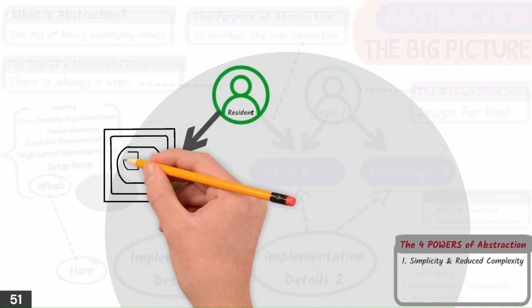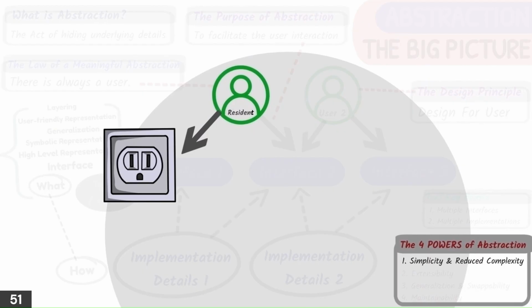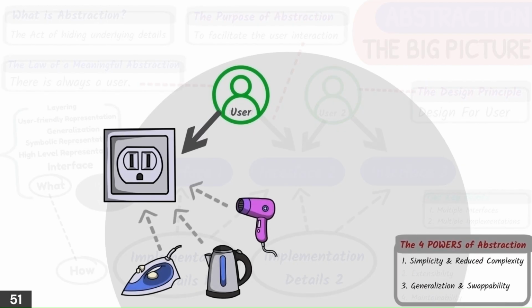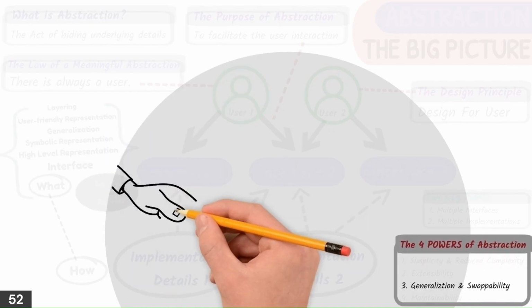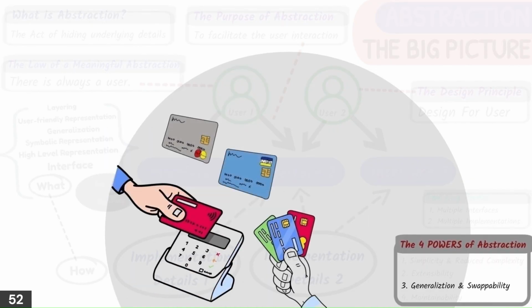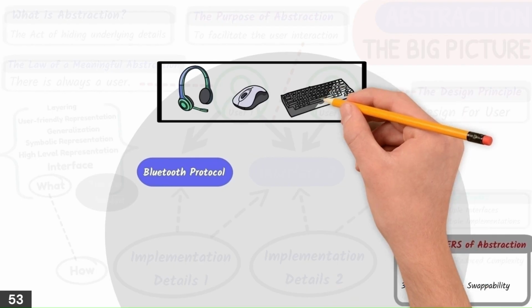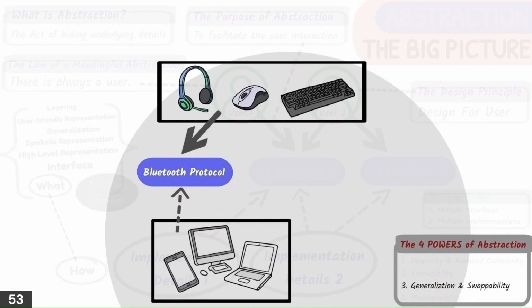Think of a power outlet. It's hiding complexity. In addition, it also provides generalization and swappability. You can keep plugging in different appliances, yet use the same outlet every time. That's swappability. How about a credit card reader? Same machine, different cards. Think of Bluetooth. Same interface, different devices. That's swappability, where you can keep changing the underlying implementation behind a generic interface.